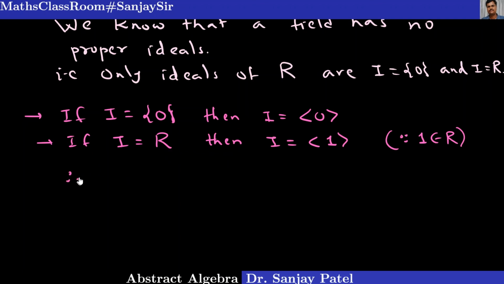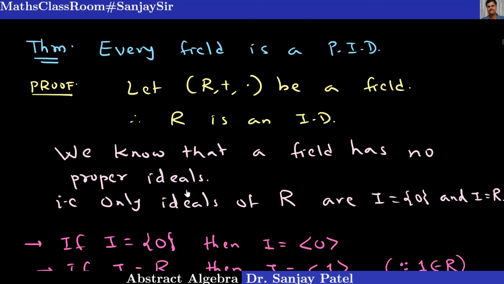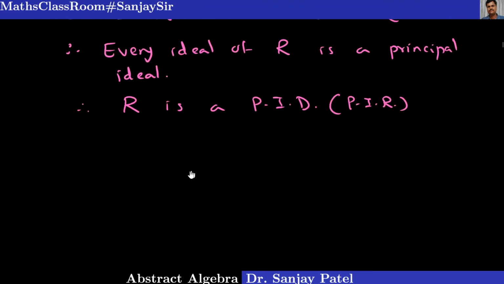So every ideal of R is a principal ideal. Therefore, I can say that R is a principal ideal domain or principal ideal ring. So every field is a principal ideal ring or principal ideal domain. It is a very easy and small result, but very, very important. Every field is always a principal ideal domain or principal ideal ring.